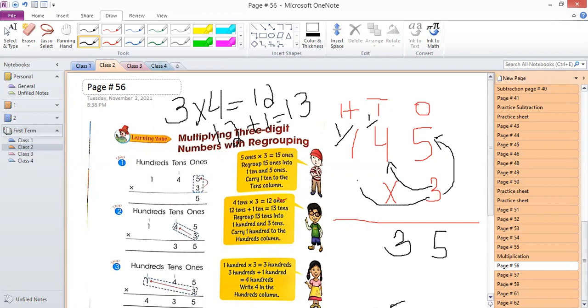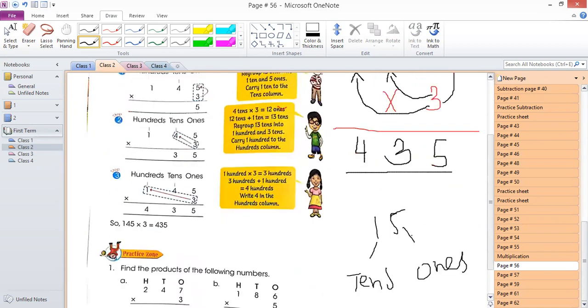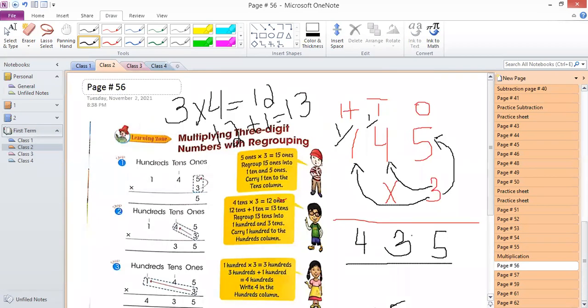Now finally you will multiply this 3 by the hundreds. So 3 by 1, 3. In 3 when you add 1, you will get 4. So 145 multiplied by 3 is equal to 435.